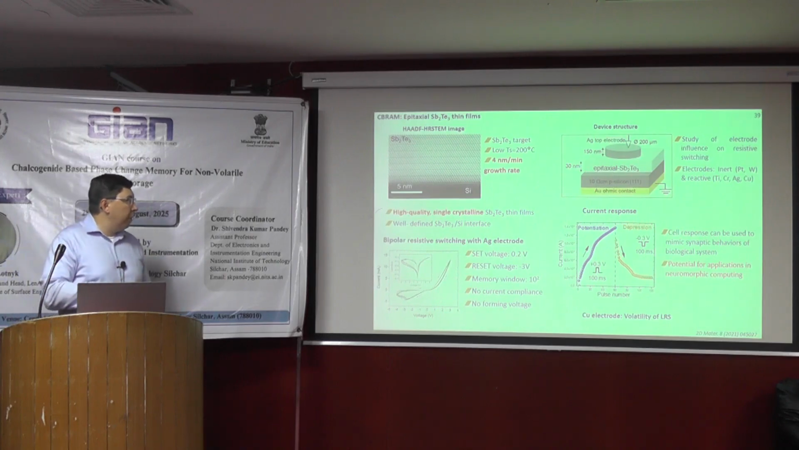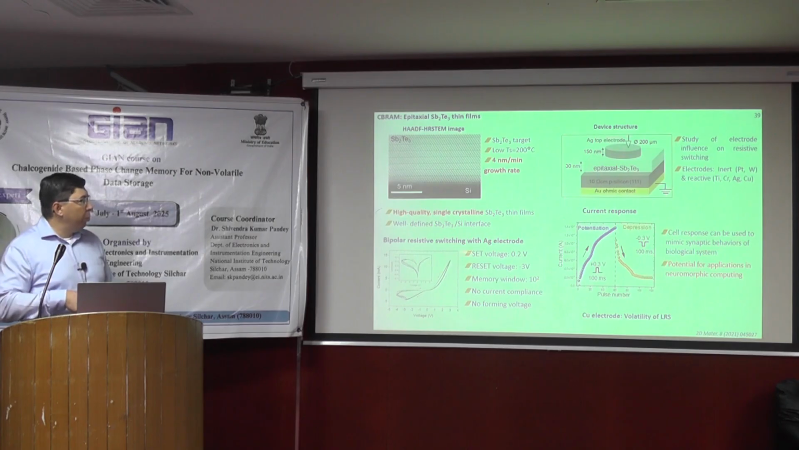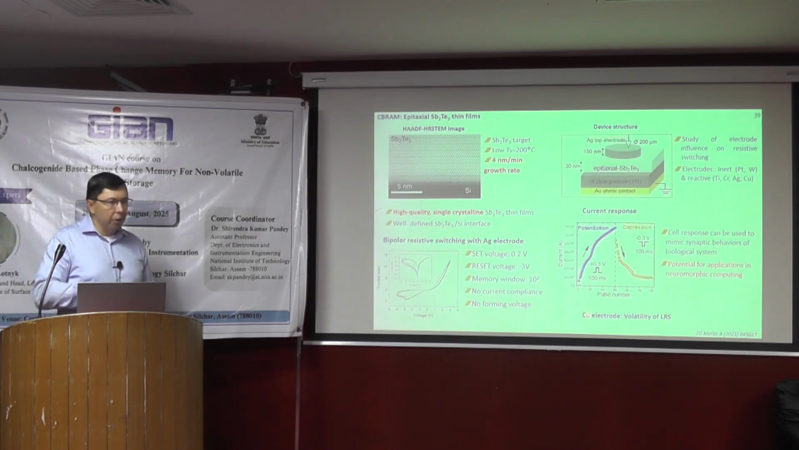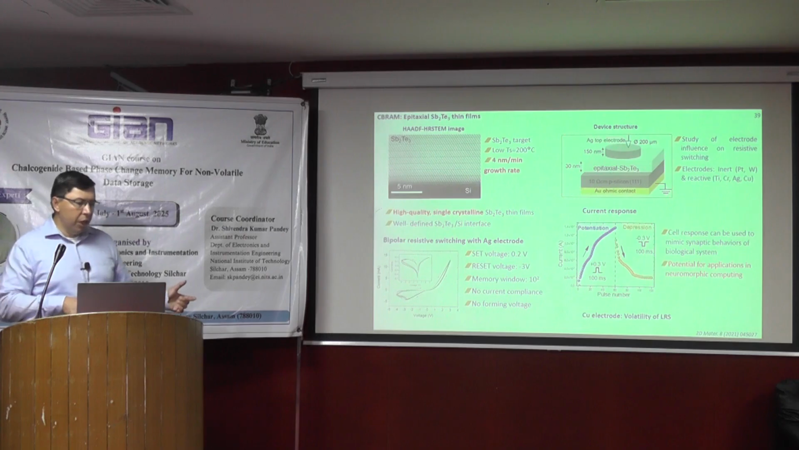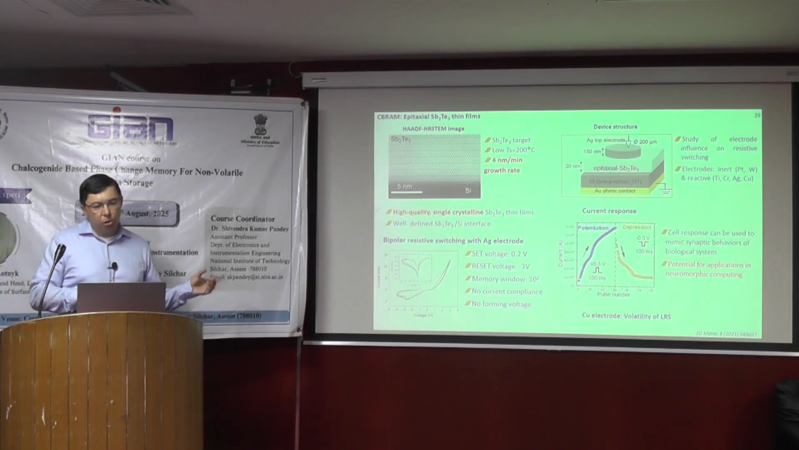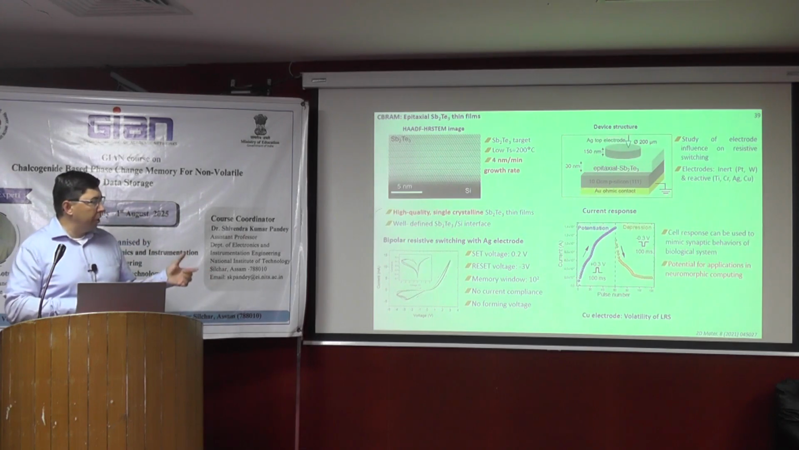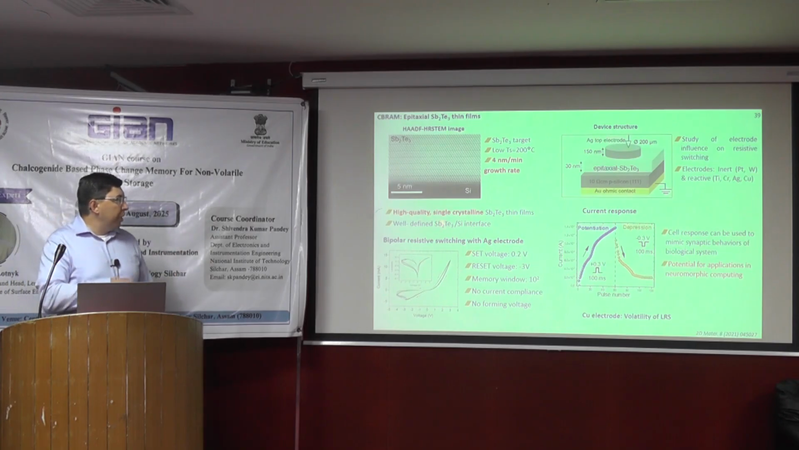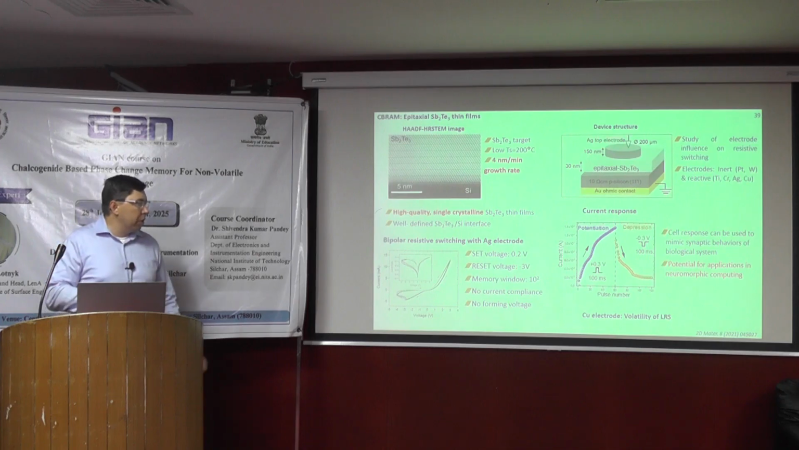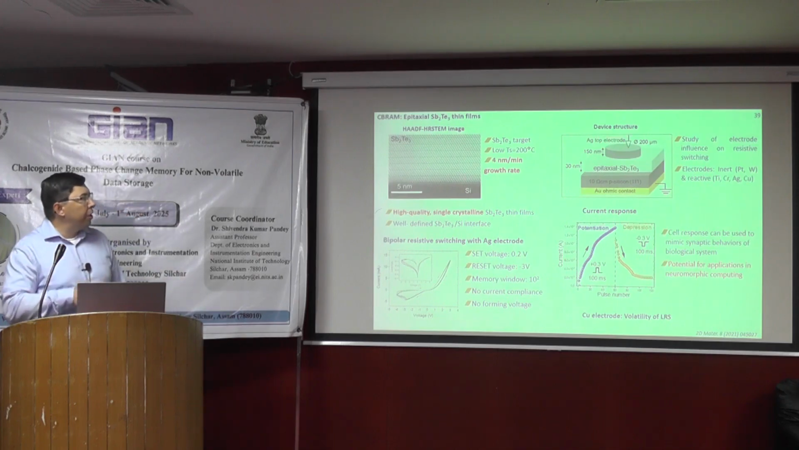And here we found a nice bipolar switching using the silver electrode, with very low set voltage and reset voltage, and a memory window of 100. Here we don't need current compliance, and we don't need the forming voltage. In the case of oxide CBRAMs, you need to first make the filaments and then program, but in this case you don't need the forming voltage, and this is maybe some advantage.